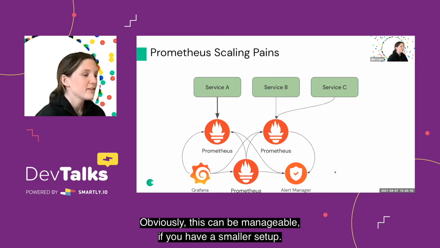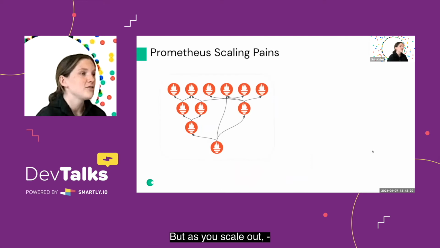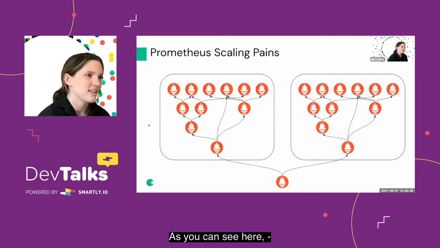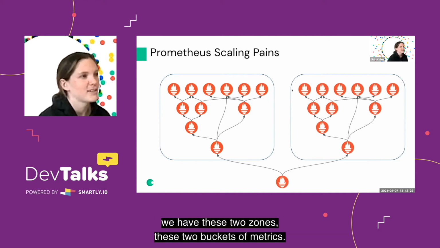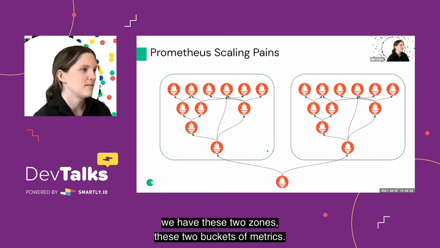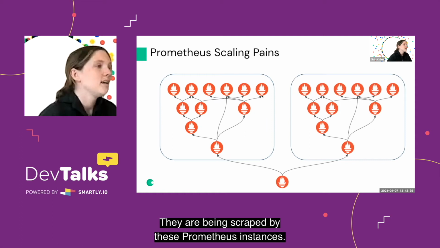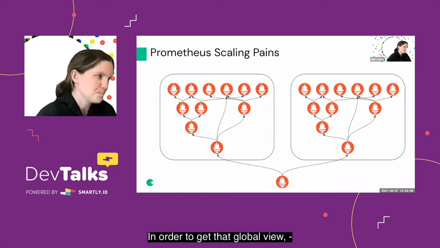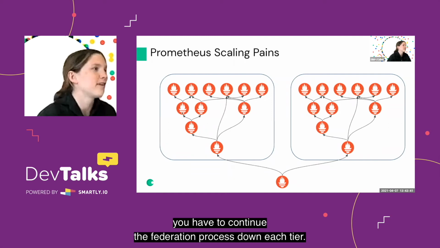Obviously this can be manageable if you have a smaller setup, but as you start to scale out, this becomes a lot more challenging and hard to manage. As you can see here, we have these two zones, these two buckets of metrics being scraped by these various Prometheus instances. And in order to get that global view, you basically have to continue the federation process down each tier that we have here.